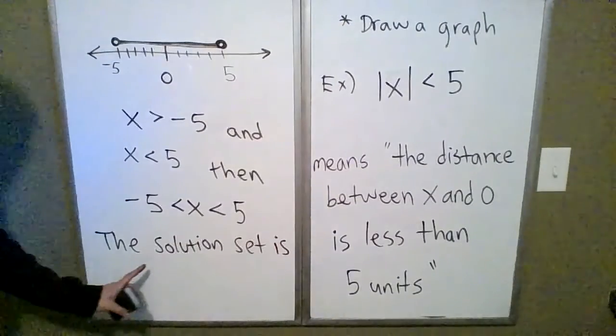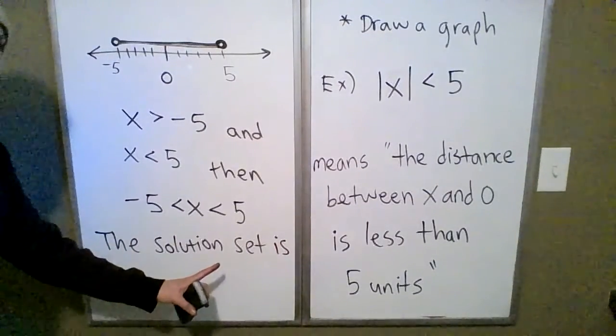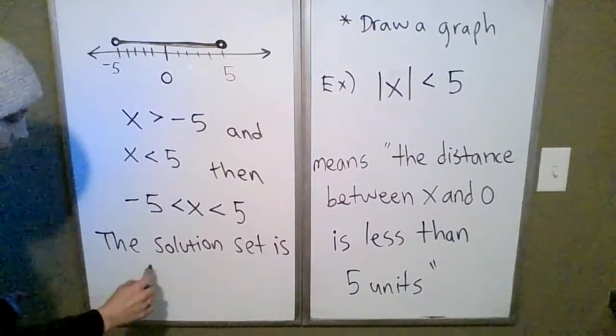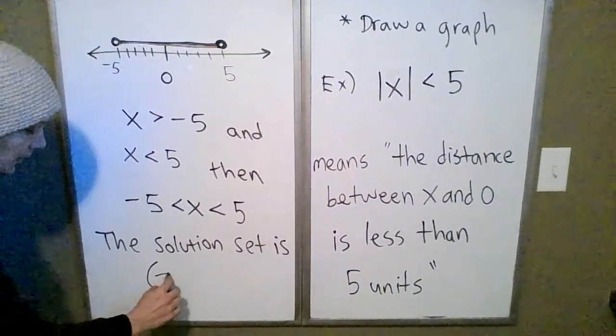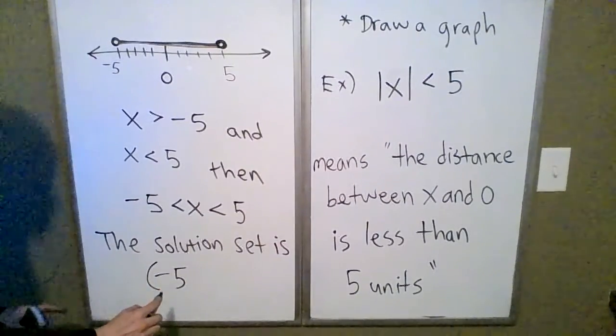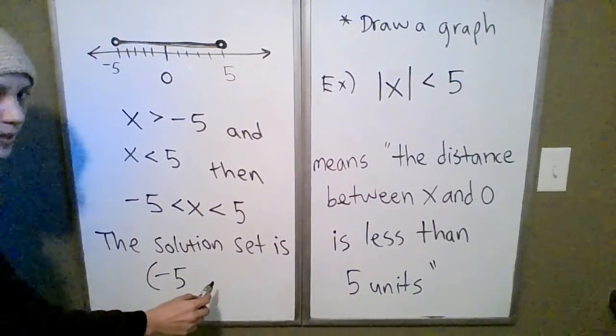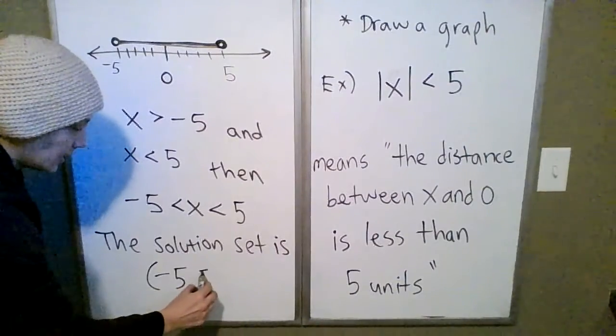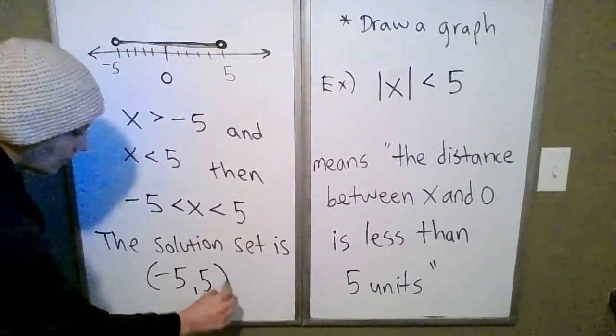Okay. It goes from -5 over to +5, and it doesn't include either end. So you have a parenthesis at -5, the smaller number, over to the larger number, +5. And it's also not included in this set, so it's a soft parenthesis.